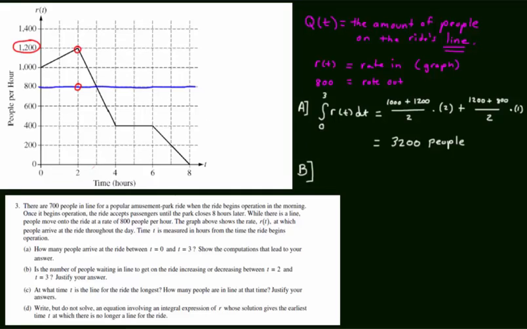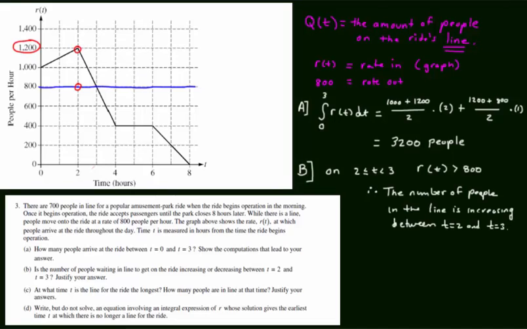size. So over here, I'm going to say that on the interval 2 to 3, our rate in is greater than our rate out, and therefore the number of people in the line is increasing between t equals 2 and t equals 3 hours.